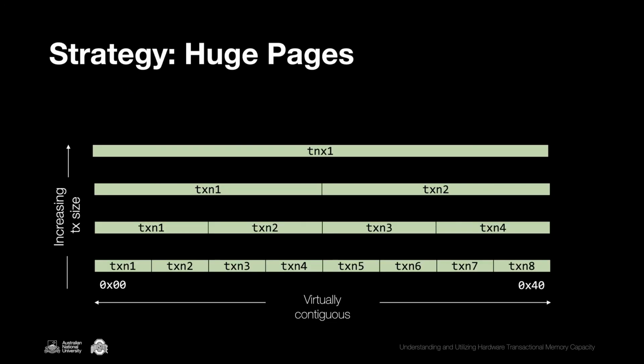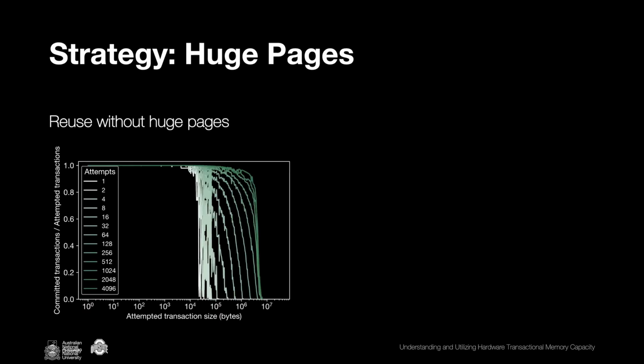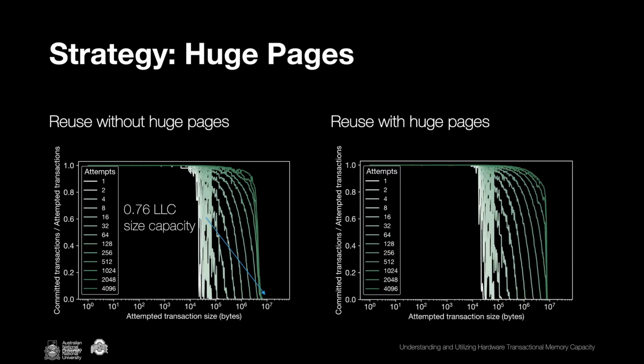To address this problem, we enable huge page support in the OS. When we request virtually contiguous memory backed by huge pages, we are guaranteed that it is physically contiguous as well. We use the reuse results as example, as huge pages show the most profound effects in this scenario. As before, we have reuse without huge pages, achieving about 0.76 LOC size read capacity. On the right, we have reuse with huge pages. As you can see, huge pages allow transactions to access nearly the full LOC capacity instead of half of LOC.